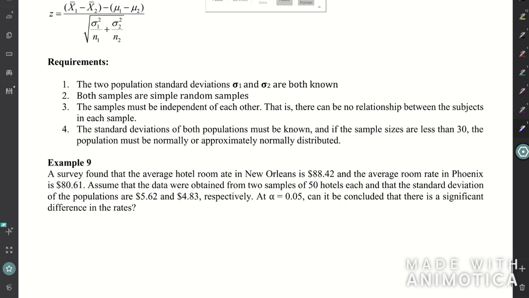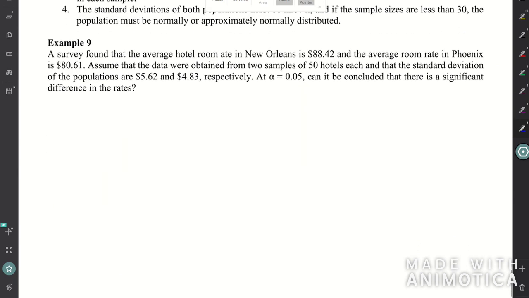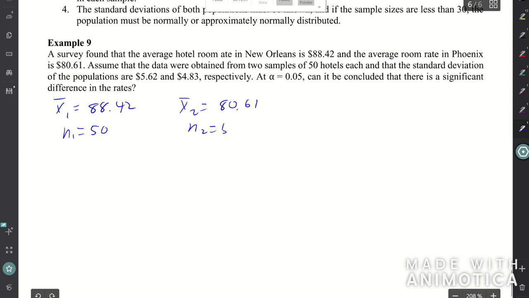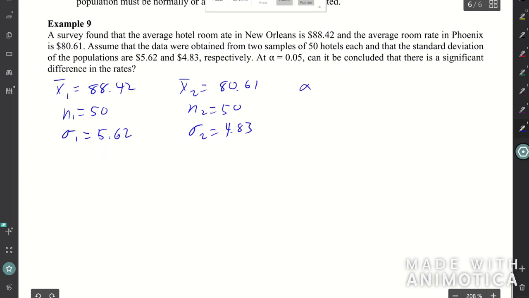We're going to go back to our room rate problem, but this time we are going to test the hypothesis on it. We want to know, can we conclude that there's a significant difference in the room rates? Let's collect our information once again. We have x bar 1 equals 88.42 and x bar 2 equals 80.61. N1 is 50 and N2 is also 50. Sigma 1 is 5.62 and sigma 2 is 4.83. And of course, alpha is 0.05.